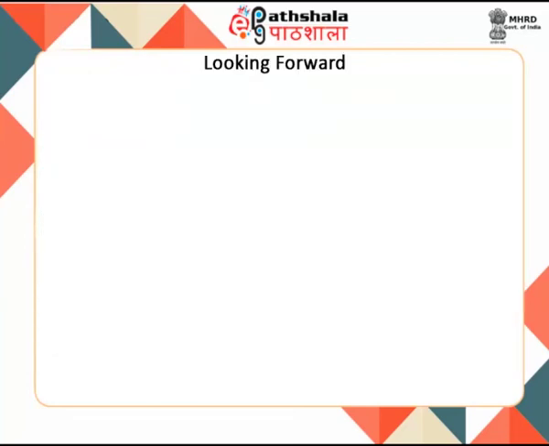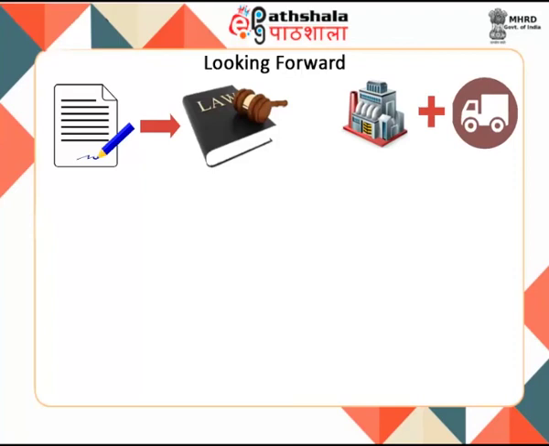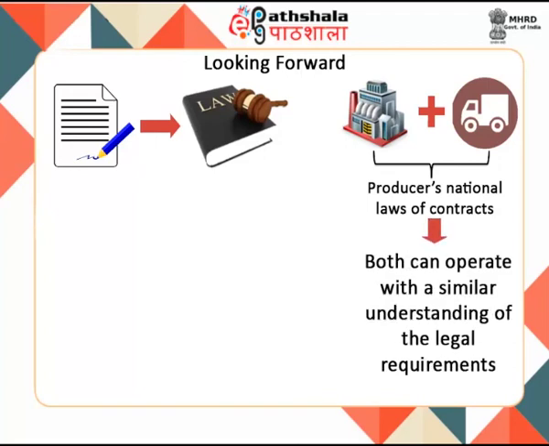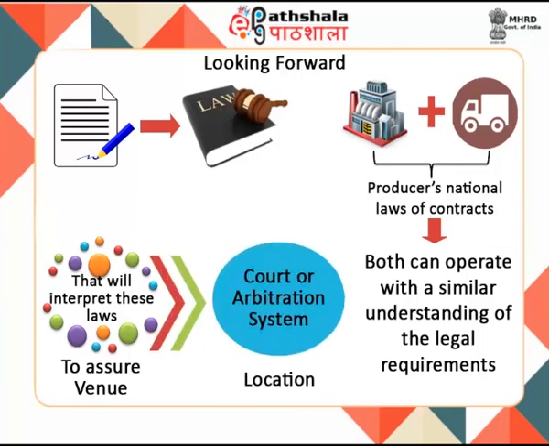By far, the easiest way to assure what laws will apply in a contract is to clearly state the applicable law in the contract. If both a home country producer and a foreign distributor agree that the producer's national laws of contracts will apply to a contract for the sale of goods, then both can operate with a similar understanding of the legal requirements that they face. Similarly, to assure a venue that will interpret these laws in an expected manner, international contracts should stipulate the location of the court or arbitration system that will be relied upon for resolving conflicts that may arise.